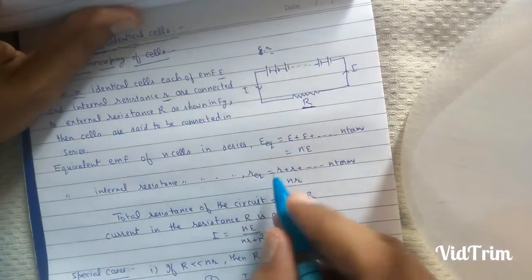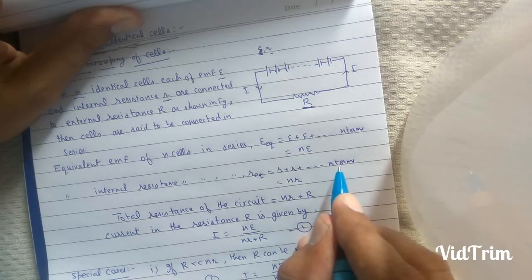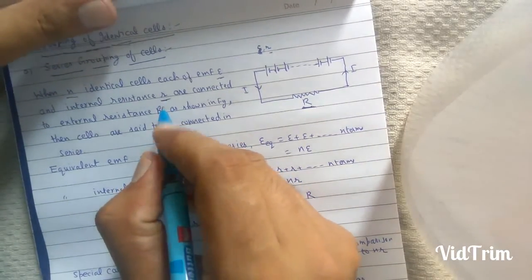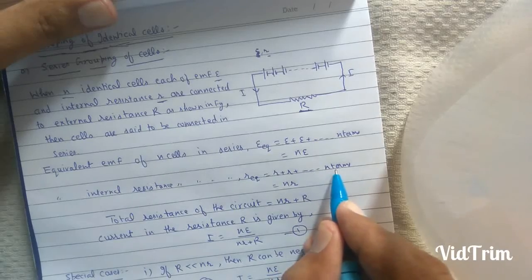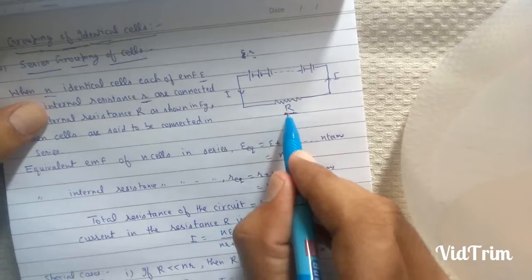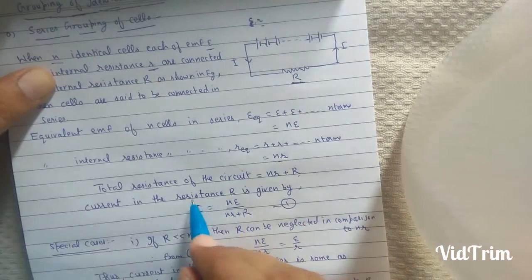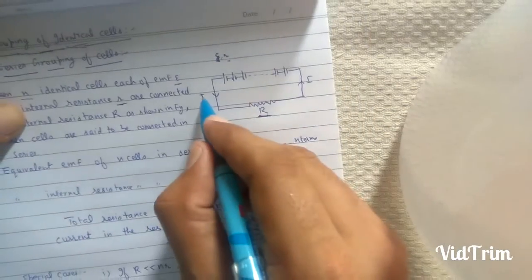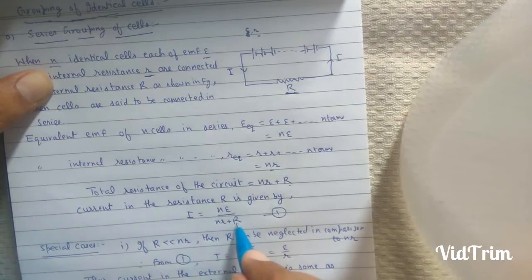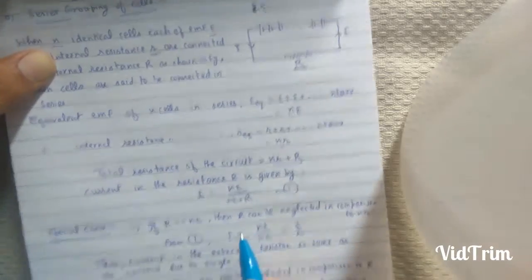The equivalent internal resistance of the n cells will be r1 plus r2 plus r3 up to rn. As all the cells are identical, each has internal resistance r. This will be r plus r up to n terms. This will be nr. Now the total resistance of the circuit is R plus nr. Therefore the current in the resistance R will be total EMF upon total resistance. Total EMF is nE and total resistance is nr plus R.